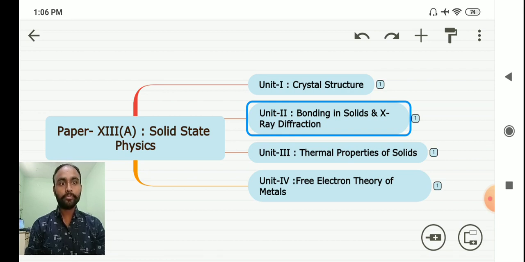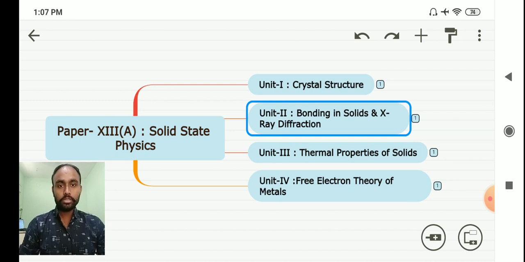I will be taking your paper number 13A, that is solid state physics, right. So, as with every paper, this paper also contains 4 units. You can see on the screen, these are the 4 different units. Unit first is crystal structure, unit second is bonding in solids and X-ray diffraction, unit third is thermal properties of solids, and unit fourth is free electron theory of metals.